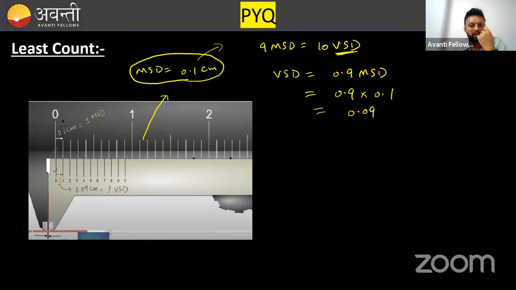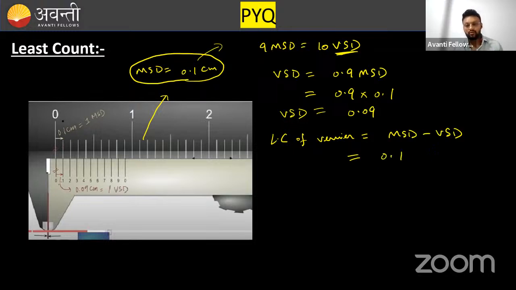Very good, Samriddhi. Now, what is the vernier scale division? It is this. So what is the least count of the instrument? MSD minus VSD. If you do MSD minus VSD, can anyone tell me what it will be? 0.1 minus 0.09. It will be 0.01 centimeter. This is the least count of the vernier.